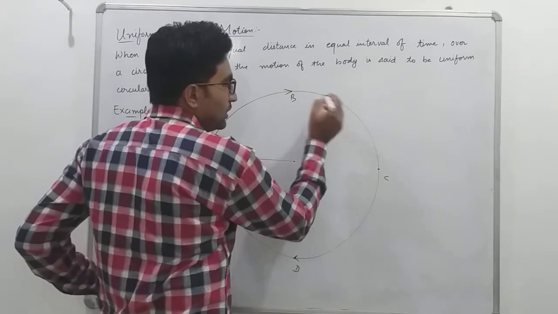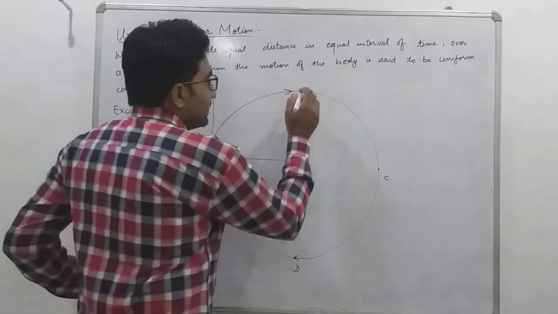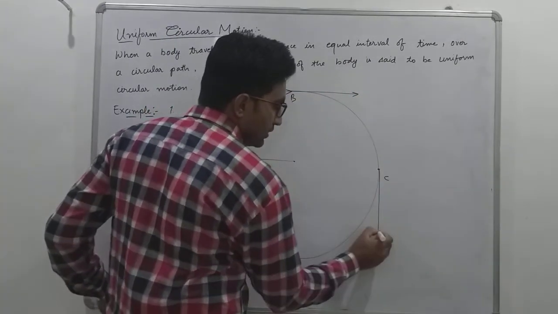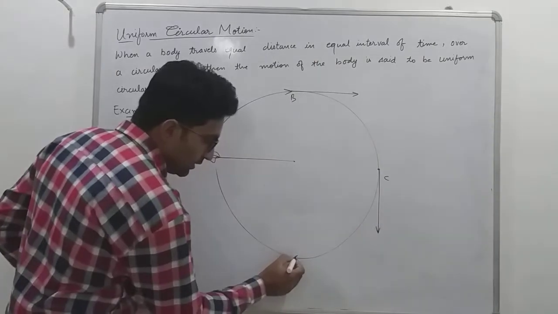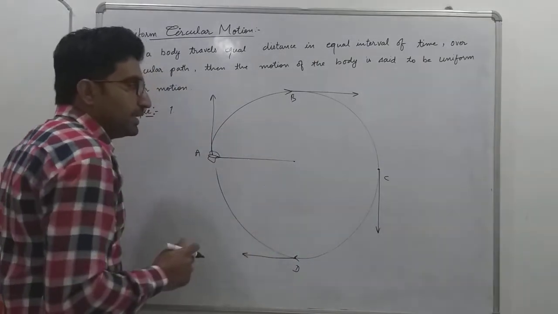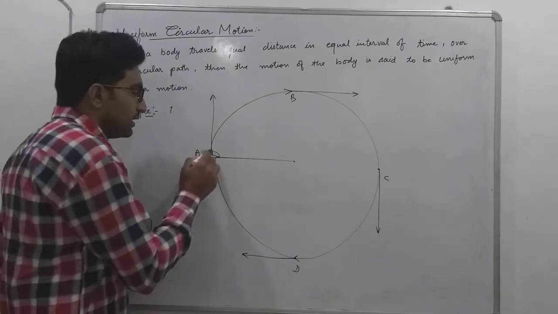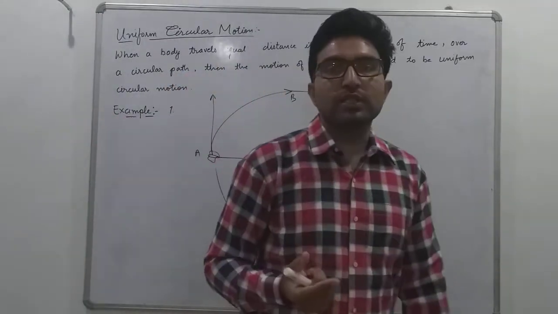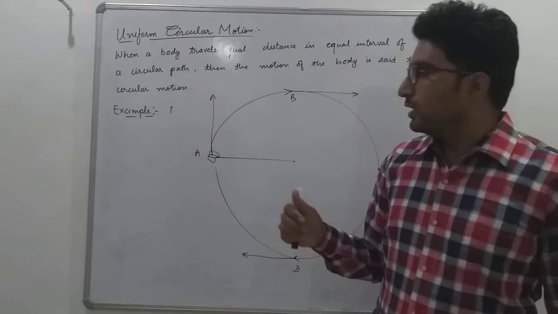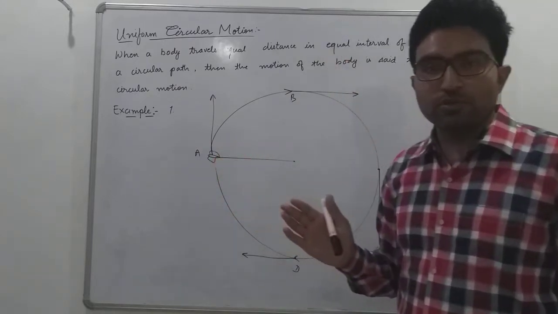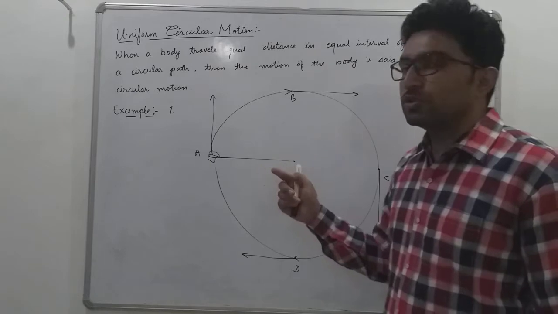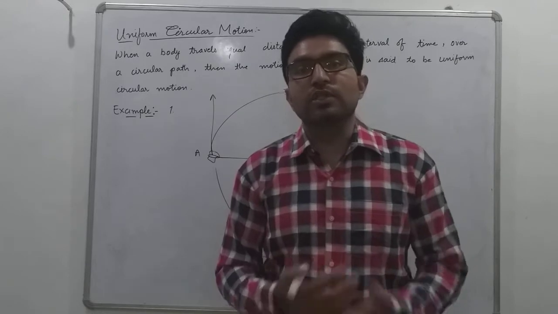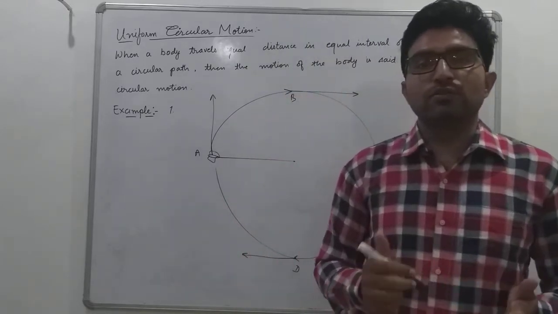If we want to describe the direction at point B, we draw another tangent at point B, similarly at point C, and similarly at point D. We can see that at every point, A, B, C, and D, the direction of motion is different from the previous one. So in uniform circular motion, the direction of motion always changes and is always tangent to the circular path.